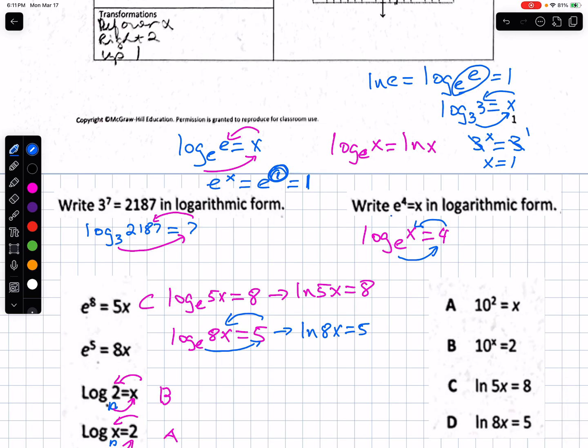So if we write this in log form, the base e becomes the base of the log, and the 4 and the x switch places. So we say log base e, we can rewrite that as ln. So ln x equals 4.